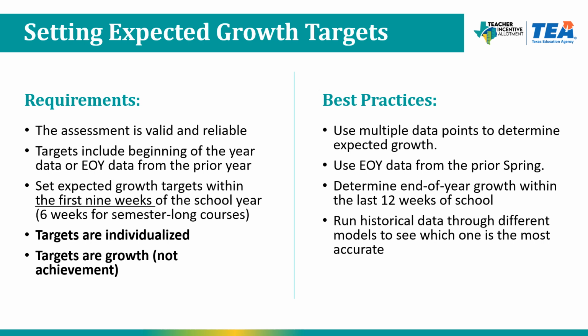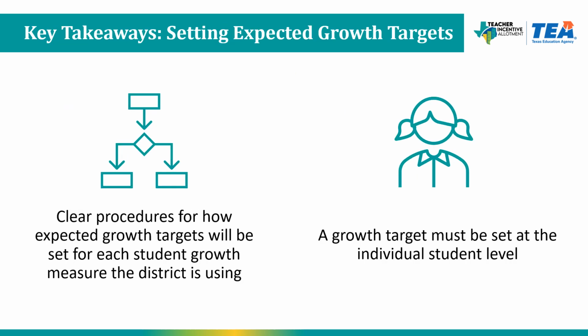By using multiple data points, leveraging the prior year's EOY data, focusing on the last 12 weeks, and fine-tuning our models, we create a robust framework for setting accurate and meaningful expected growth targets. As part of your district's TIA system, you will have to outline clear procedures for how to set expected growth targets for each student. Remember, we are setting these growth targets at the individual student level so that they can be directly attributed to the teacher's impact on student learning as part of a TIA local designation system.